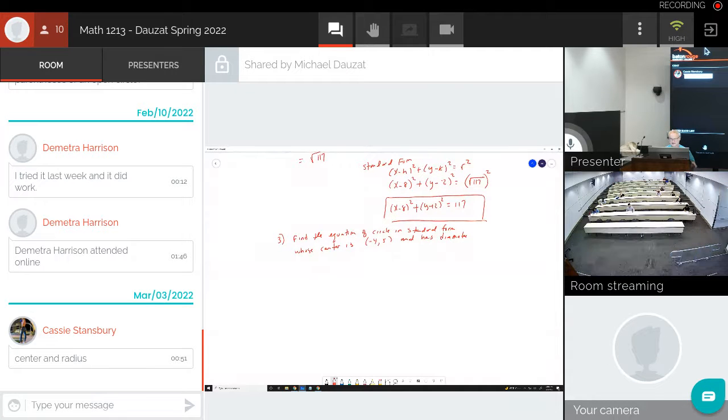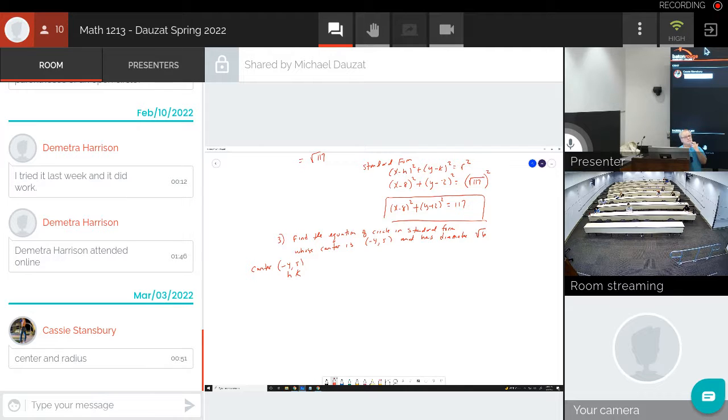All right, and has diameter square root of 6. All right, so if you're going to find the equation of a circle, what 2 things must you know? The center and the radius, right? I know the center. What's the center? -4, 5. So there's my h, there's my k.